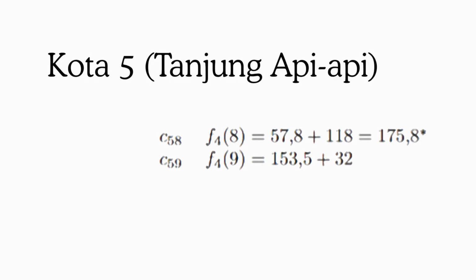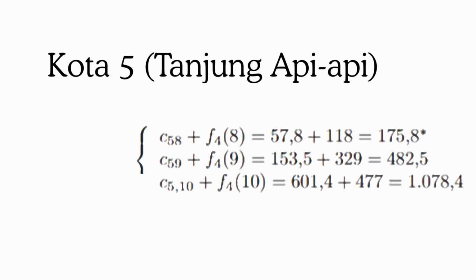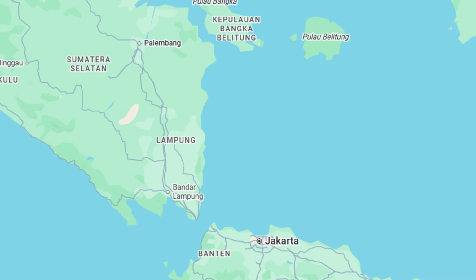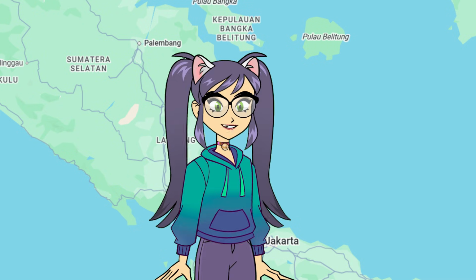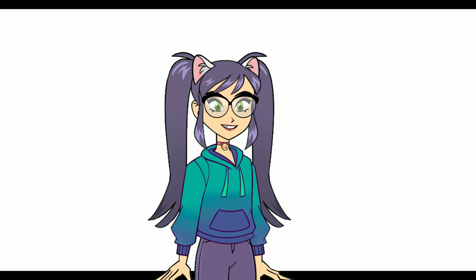For City 5, Tanjung Api-Api, there are 3 possible routes. If the road goes through Mentok, the total distance becomes 175.8 km. If it goes through Pangkal Pinang, the total distance becomes 482.5 km. And if it goes through Jakarta, the total distance reaches 178.4 km. Among the options, the smallest value is 155.8 km. So, the optimal route from City 5 is through Mentok.